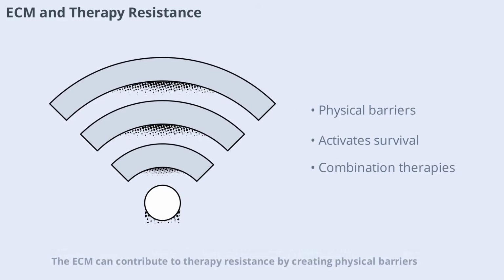The ECM can contribute to therapy resistance by creating physical barriers, activating survival pathways, and supporting resistant cell populations. Overcoming ECM-mediated resistance is a major goal in cancer research, with strategies including ECM modification and combination therapies.